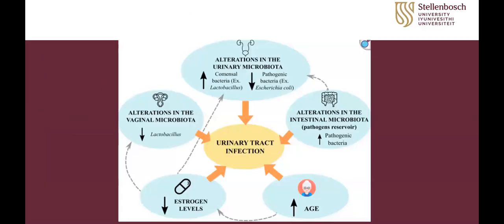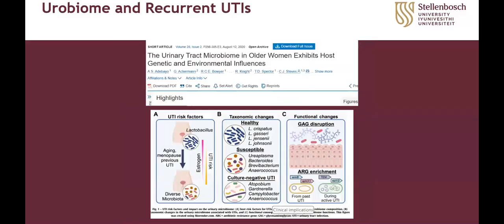So this picture shows how the risk factors for recurrent UTIs are the interplay between the different microbiomes and how they alter the urinary microbiota. Like we said, with increasing age there's a drop in your estrogen levels. With the drop in estrogen levels, there are fewer lactobacilli, and it allows pathogenic bacteria to proliferate. It's the same with your gut: if the gut has more pathological bacteria, it affects the urinary system.